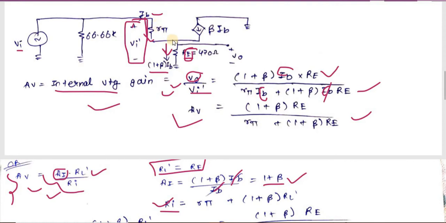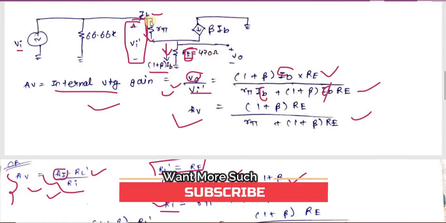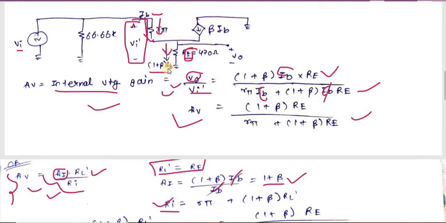If we take this Re to this side, we will get two resistances in series. For two resistances in series, the current should be the same. Here we have IB and here we have 1 plus beta IB. So to make the current the same, we are going to consider our emitter resistance as 1 plus beta into 470. In such a case, IB is the current flowing through this R pi and IB is the current flowing through this 1 plus beta into 470 ohm.